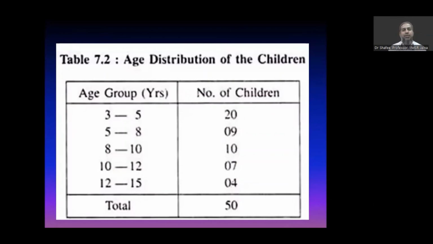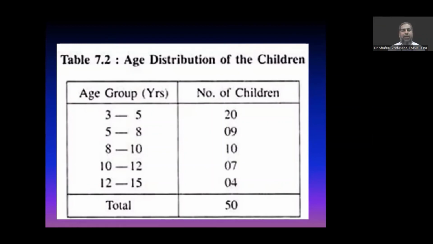So the first will be 3 to 5. This is one group frequency. In this, the children between age group 3 to 5 years will come. Second group is 5 to 8 years. Third group is 8 to 10 years. Fourth group is 10 to 12 years. Fifth group is 12 to 15 years. But here you can see that there is one mistake. They have included age 5 in the first group and also the second group. Likewise, age 8 years is also included in group 2 and group 3, then 10 and 12.